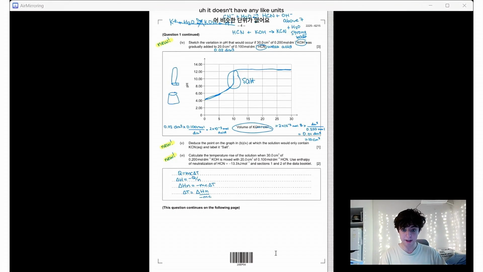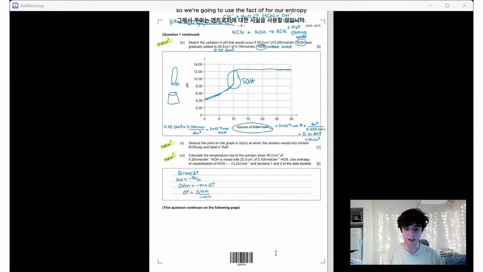It doesn't have any units for temperature rise, so it could be Kelvin or Celsius. They would be equivalent either way. We want to make sure that our units cancel out.